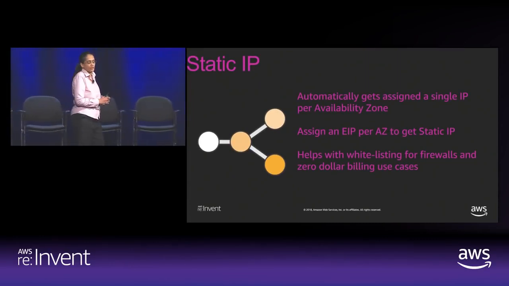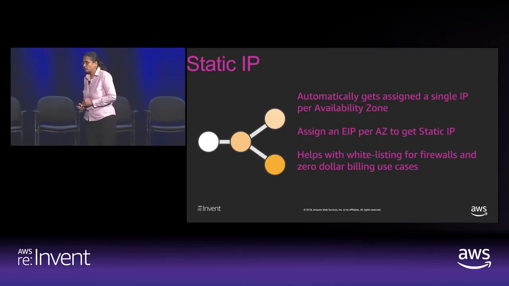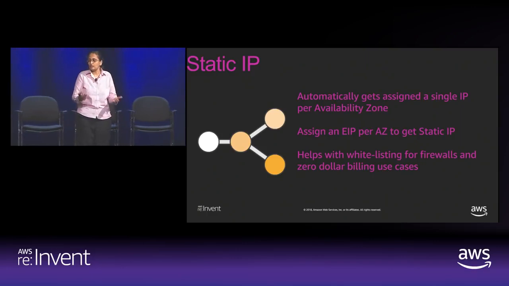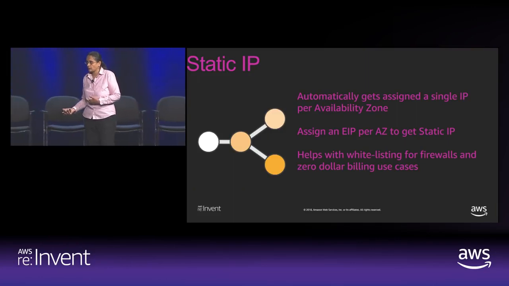With network load balancer, you get a single IP per availability zone. In addition to that single IP, if you don't want this IP to change for the life of the load balancer, you can assign an EIP from your VPC, and we will take that and assign it to the network load balancer. And if for whatever reason you delete the load balancer, we return the EIP back to you.